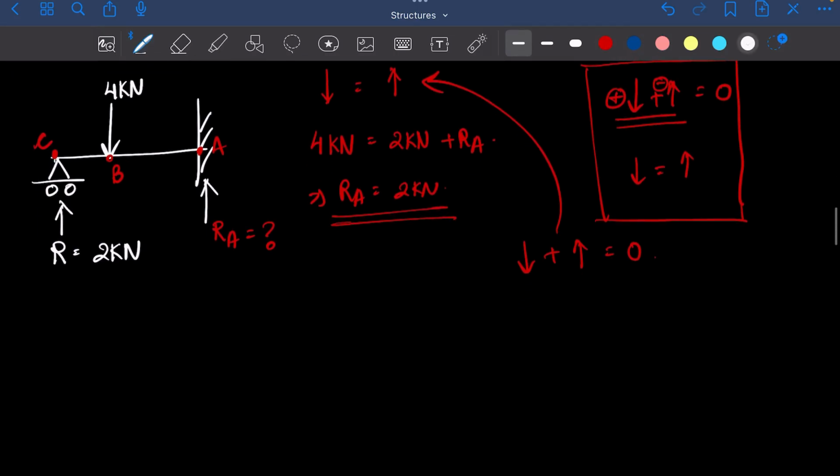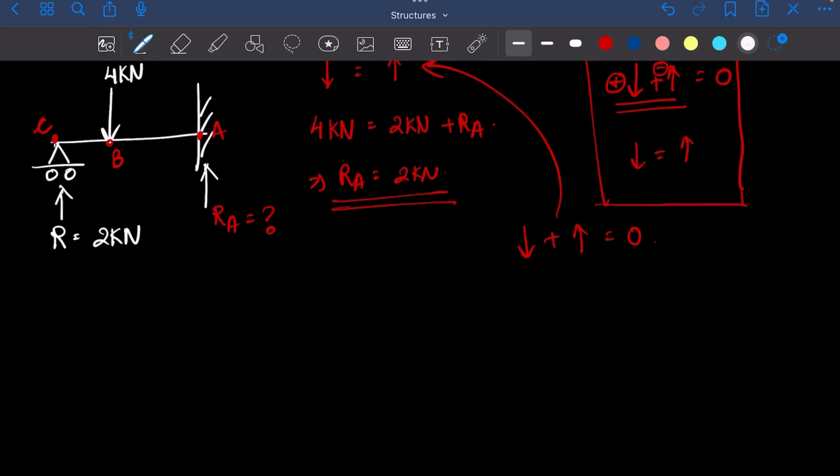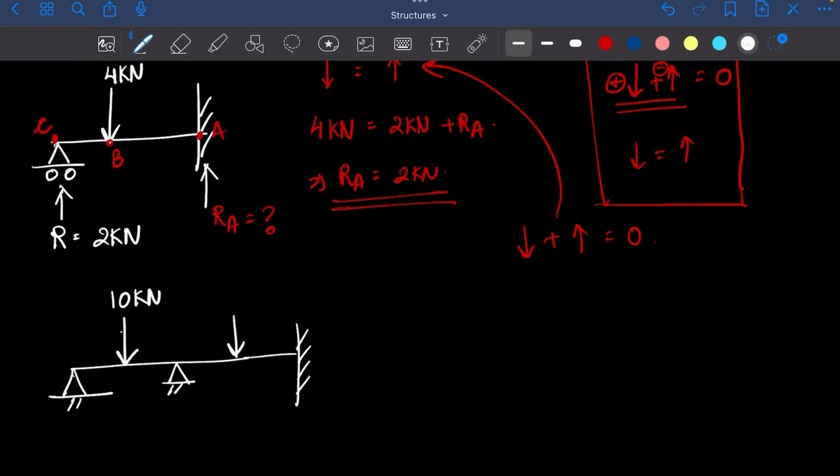Let's do another question. Support and support. Let's say this is 10 kilonewton, this is P kilonewton, this is 1 kilonewton, this is also 1 kilonewton, and this is 2 kilonewton. You have to find out this. Try to calculate, pause the video, try to solve it on your own. If you have an answer and you're not confident, let's see, you'll at least learn something.